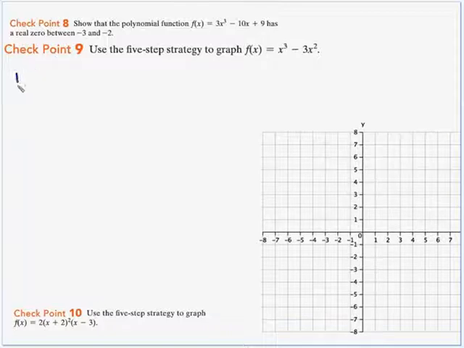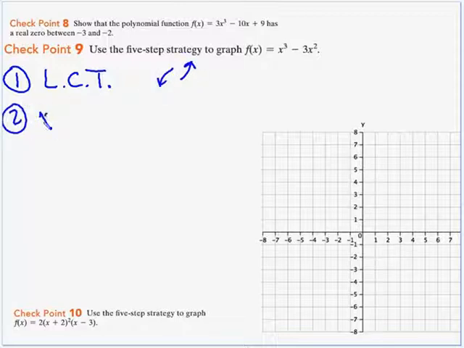So, step 1, end behavior. It's odd and it's positive. So by the leading coefficient test, odd and positive, up to the right, down to the left. Step 2, x-intercepts. Where are the zeros hiding?